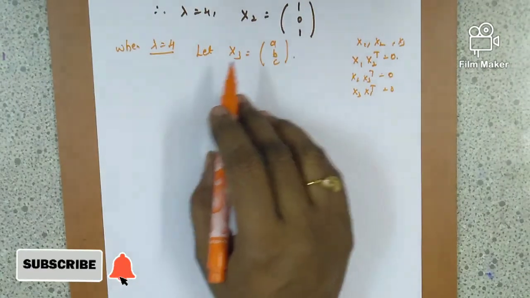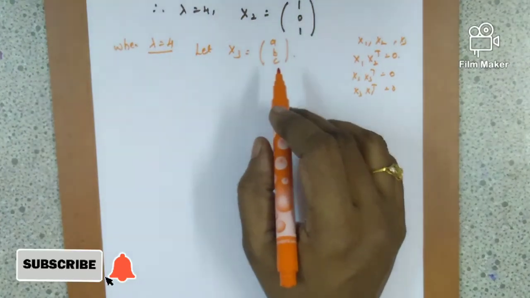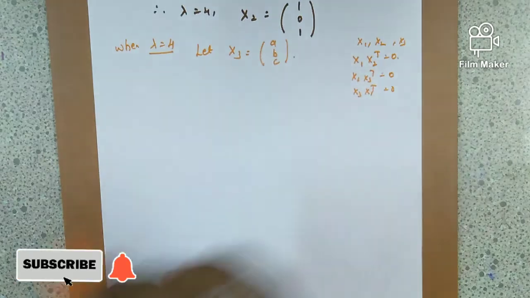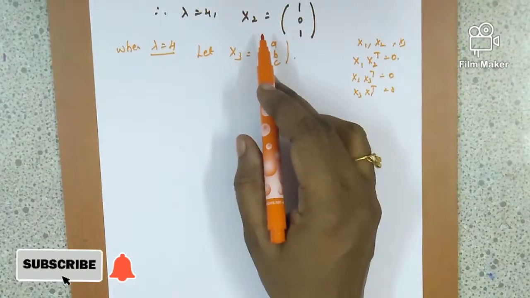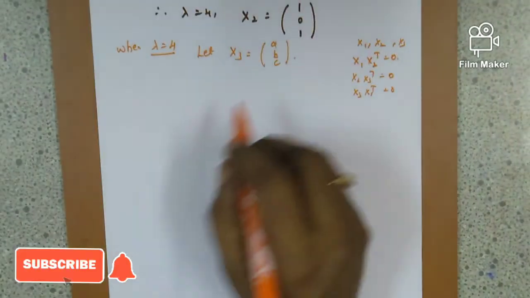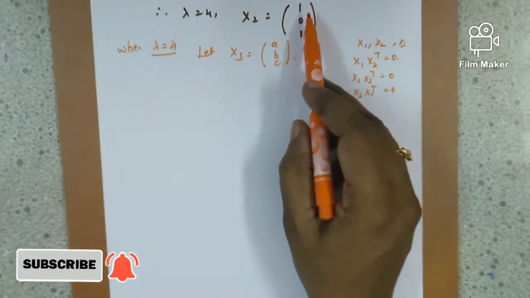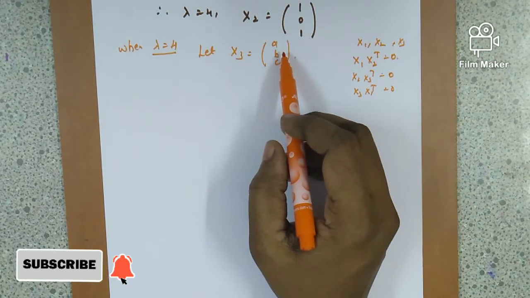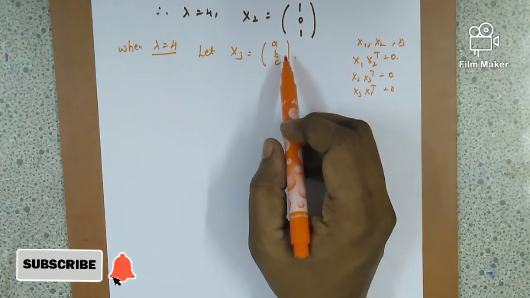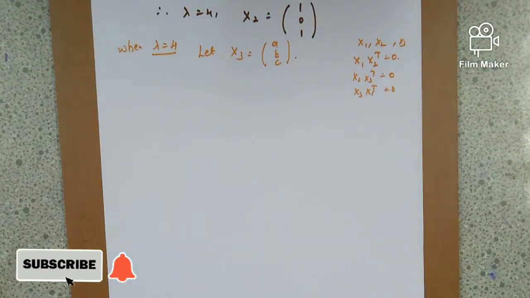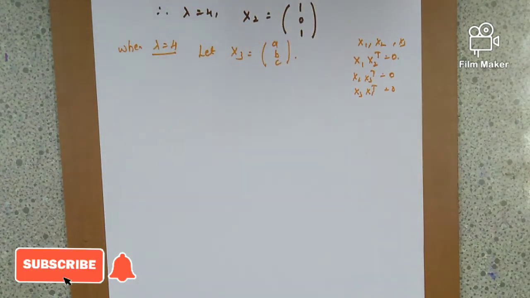Now I have taken our x3 as a, b, c. Now we have to show that this x3 and x2 are orthogonal. That means we can prove that x2 x3 transpose equal to 0. We got the value for x2, x2 is nothing but 1, 0, 1. x3 is what we have taken as a, b, c. So we have to prove the property. What is that property? The property is x2 into x3 transpose equal to 0.